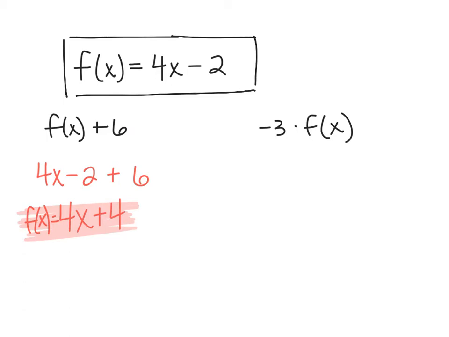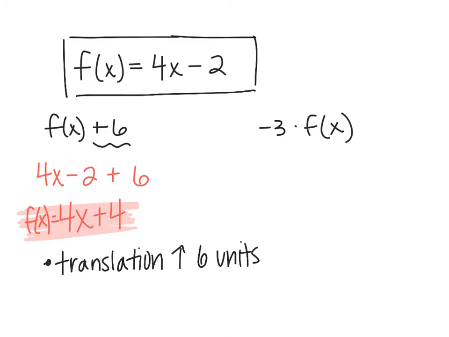Now, there should be a couple things that you know. First thing that you should notice is that this rule in general, if it says add 6, is going to slide the whole line up 6. So you guys need to be able to recognize that. So it's a translation up 6 units. Okay, so that would be one thing you would need to describe.